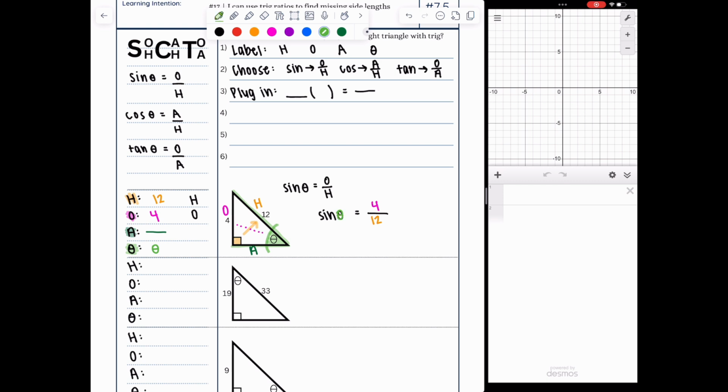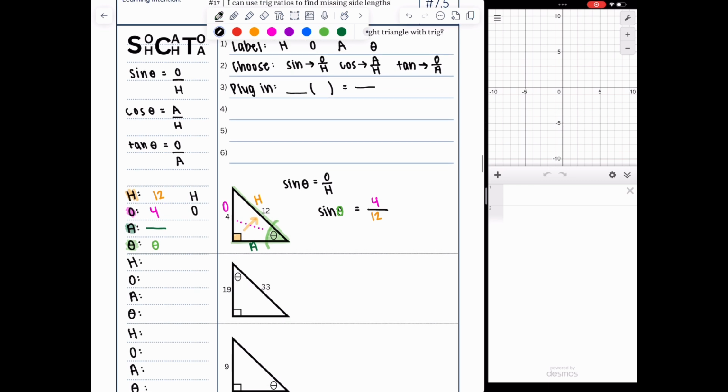If you wanted to simplify this fraction, you definitely could, but there's really no reason to because we're about to use a calculator. So now you have to ask yourself, how am I going to undo a sine, a cosine, or a trig function? Well, we need the opposite. If the opposite of addition is subtraction, the opposite of sine is inverse sine. The opposite of cosine is inverse cosine. And the opposite of tangent is inverse tangent.